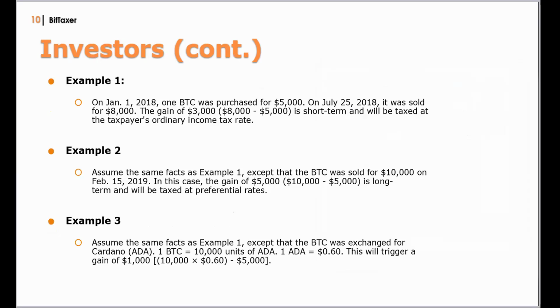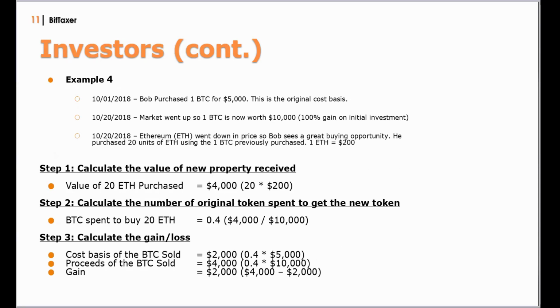Examples 1 through 3 are very simple. I just put them there so you can understand the basics. But example 4 is what you're going to see in real life. For examples 1 through 3, I'm not going to go into detail because they're pretty self-explanatory. It's just about figuring out the difference between the proceeds and the cost basis, and depending on the holding period, it's treated as either short-term or long-term capital gains or losses. Let's focus on example 4. If you understand this example, you pretty much understand the basic theory behind calculating gains and losses, and you can apply this theory to anything.